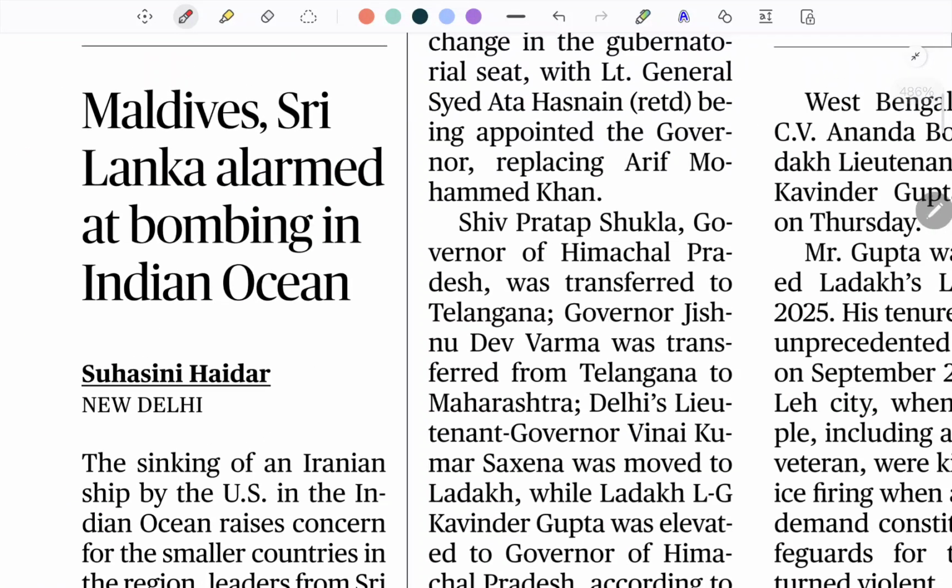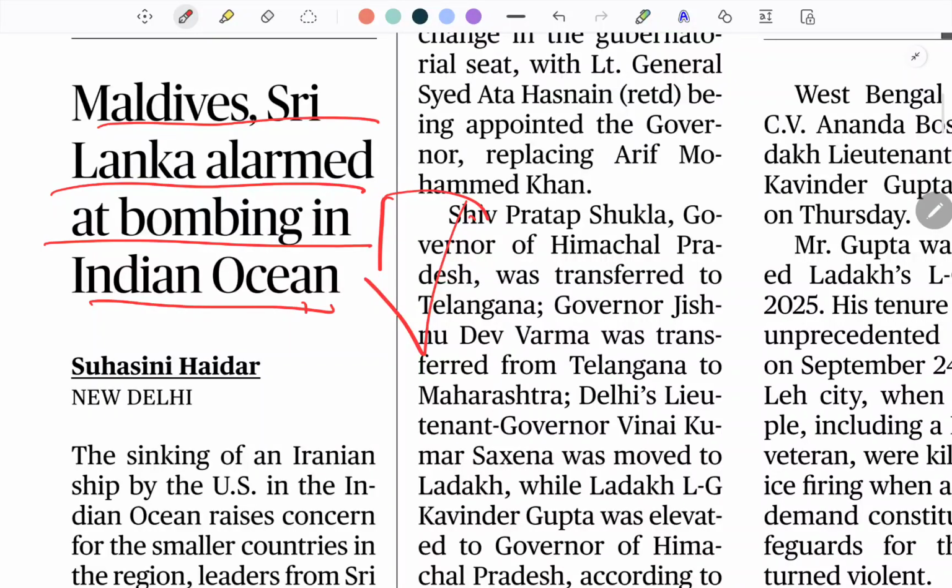So this is one more news. Maldives, Sri Lanka alarmed by bombing in Indian Ocean. This is one of the important news. So, day before yesterday, in Visakhapatnam there was a Navy exercise in February.